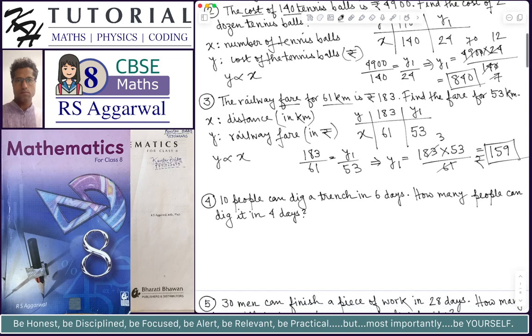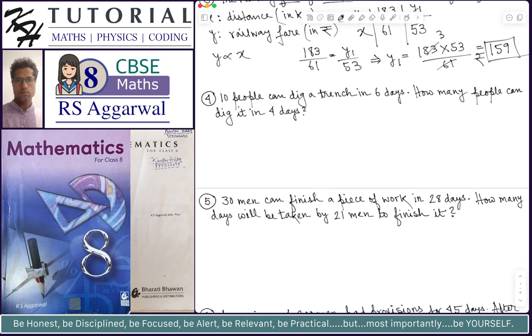Okay, let's do problem number 4. 10 people can dig a trench in 6 days. How many people can dig it in 4 days? So the quantities involved that we have to consider are the number of people digging a trench, and the number of days required by the people to dig the trench.